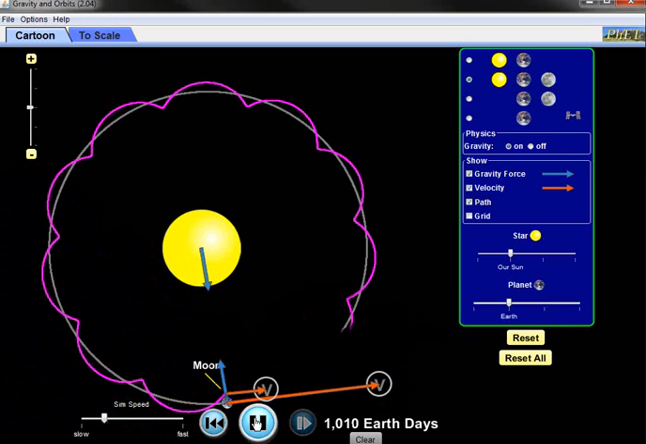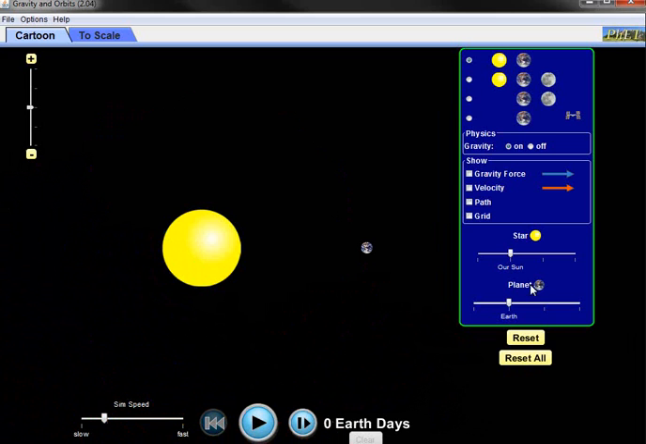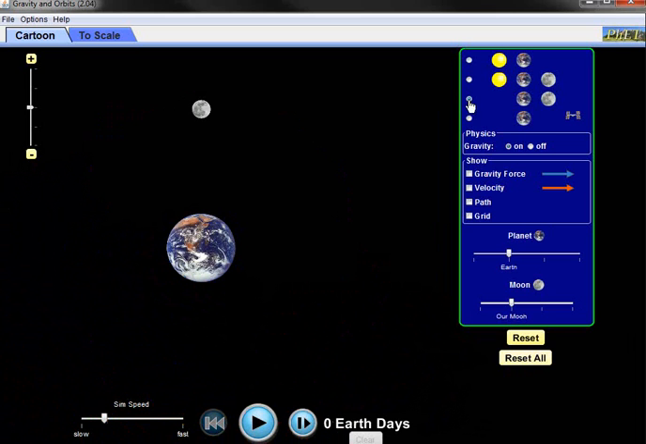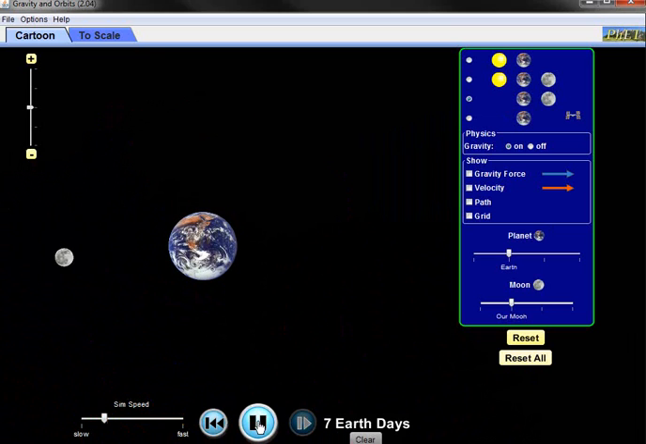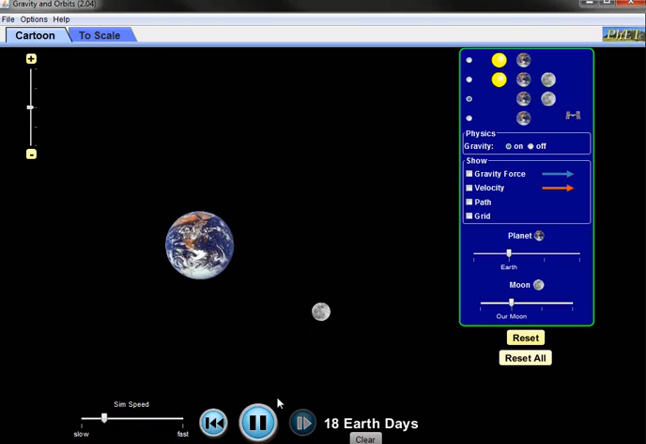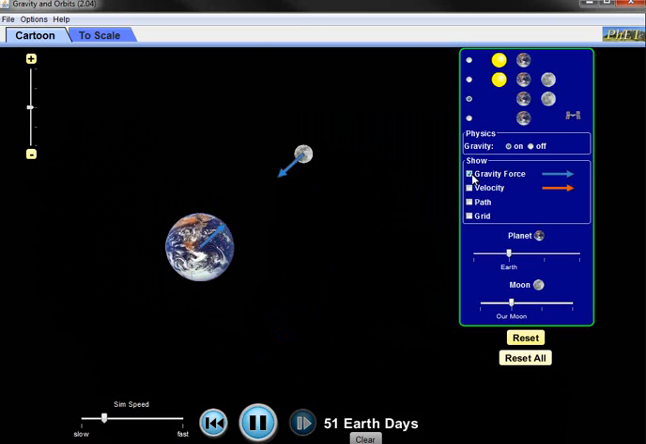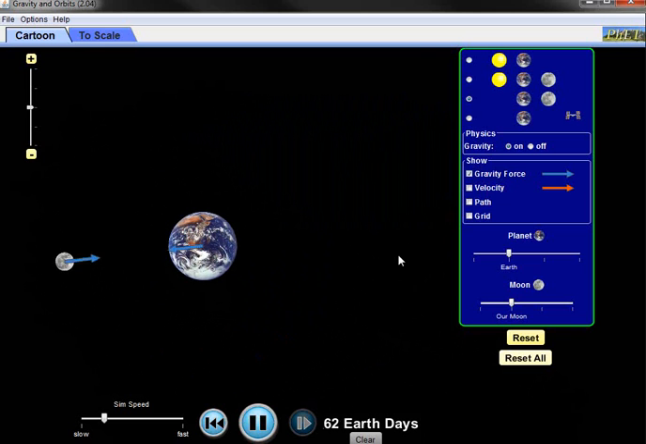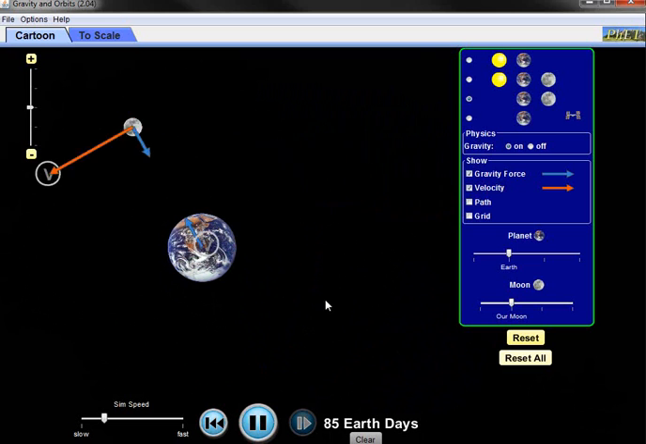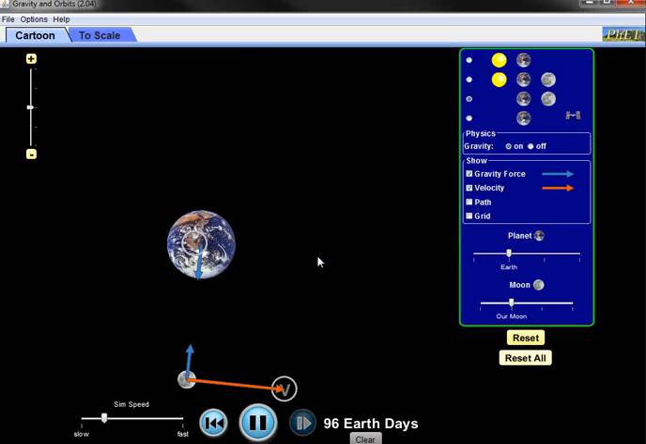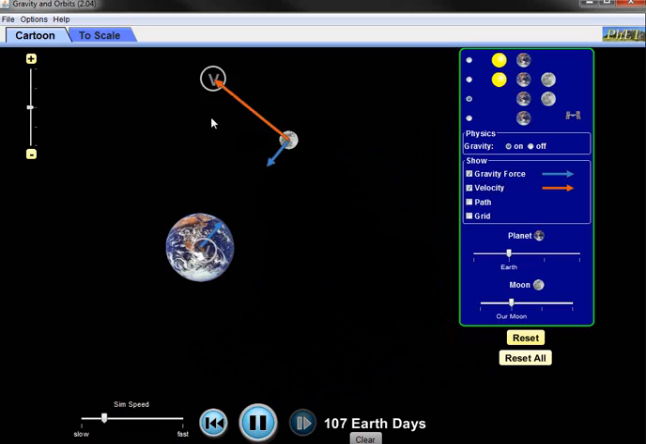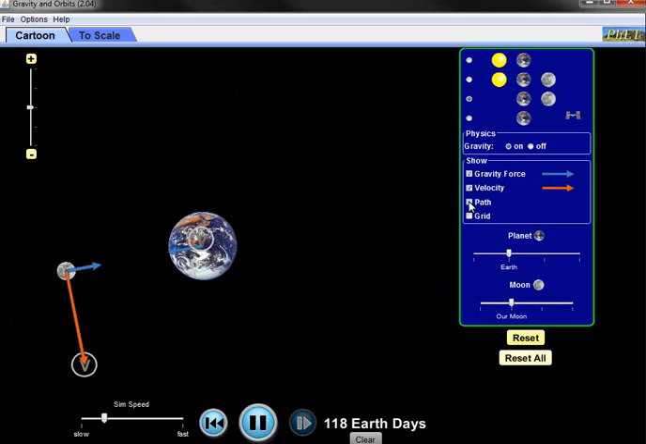So let's stop and then go to just the Moon and the Earth. So here we see the Moon circling the Earth, and so the Moon is doing the same thing relative to the Earth as the Earth does relative to the Sun. There's gravity, again equal and opposite to each other. If you look carefully at the Earth, you can see it is wobbling. Velocity vectors, there's a tiny little velocity vector on the Earth. The velocity vector on the Moon is perpendicular to the force vector. And here's the path.